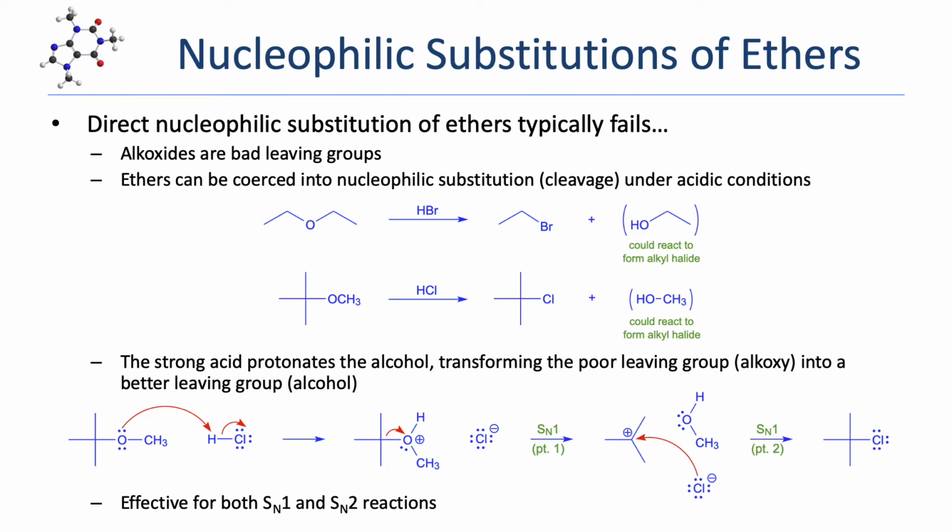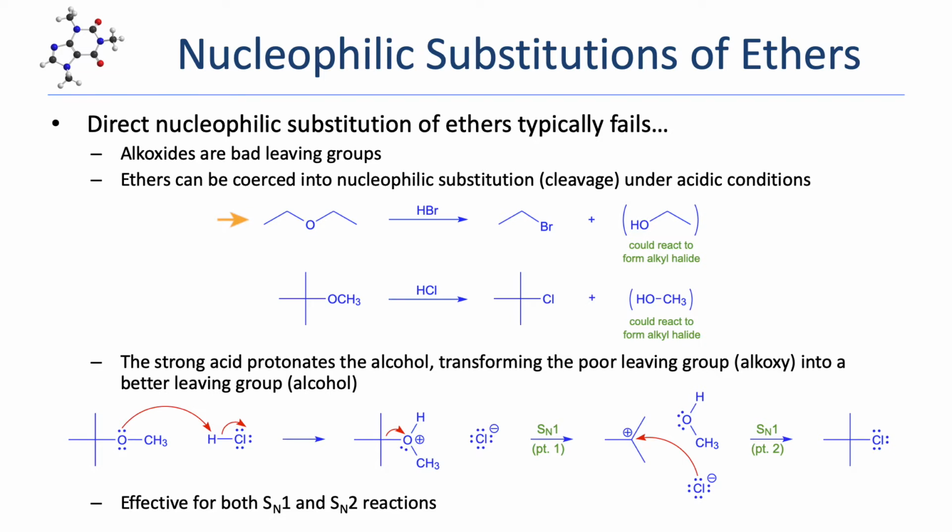Just like alcohols, ethers can be coerced into nucleophilic substitution under acidic conditions. If we look at the first example, we can see diethyl ether reacting with HBr to form an alkyl halide and an alcohol. The reaction is often referred to as cleavage because it essentially breaks the ether in half.